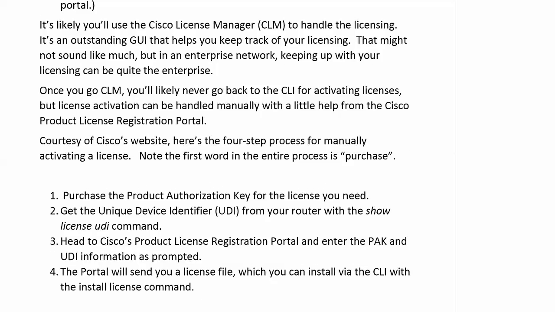Now, courtesy of Cisco's website, here is their 4-step process for manually activating a license. And note the first word in the entire process is purchase. Naturally, you've got to purchase your PAC, your product authorization key for the license you need. Then you have to get the unique device identifier, the UDI, from your router with the show license udi command. Then you just head out to Cisco's Product License Registration Portal and enter the PAC and the UDI information as prompted. And the portal is going to send you a license file, which you can then install via the command line with the license install command.